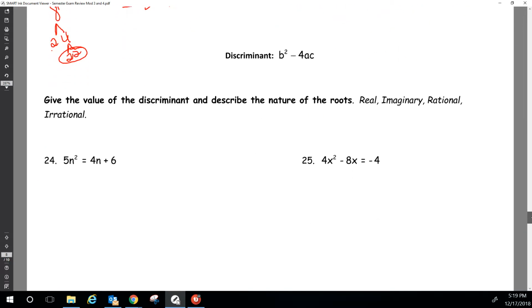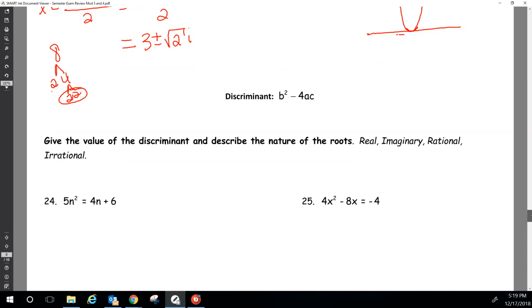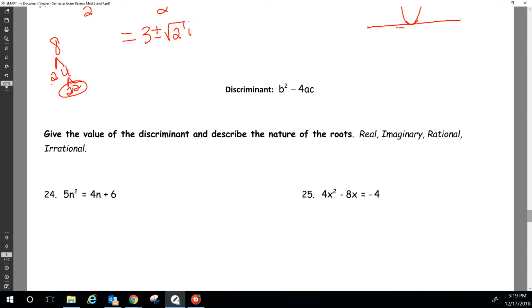All right, discriminant is b squared minus 4ac. It's this part of your quadratic formula. It's what's underneath the square root sign. And from that, we can tell several things about it.